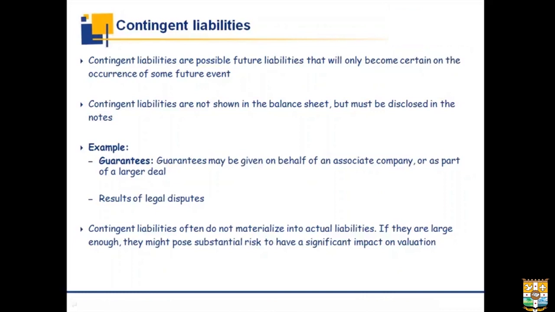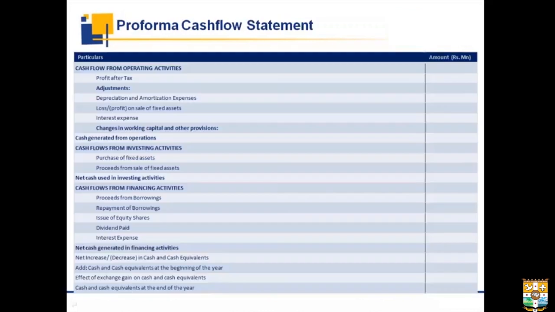Similarly, if I have given a guarantee for some company or for some other person, then I am not liable to pay as long as they are fulfilling their obligation. Only in the event they default, then I am liable to pay. So contingent liabilities often do not materialize into actual liabilities, but they may pose a substantial risk and have an impact on the business of the company in future.